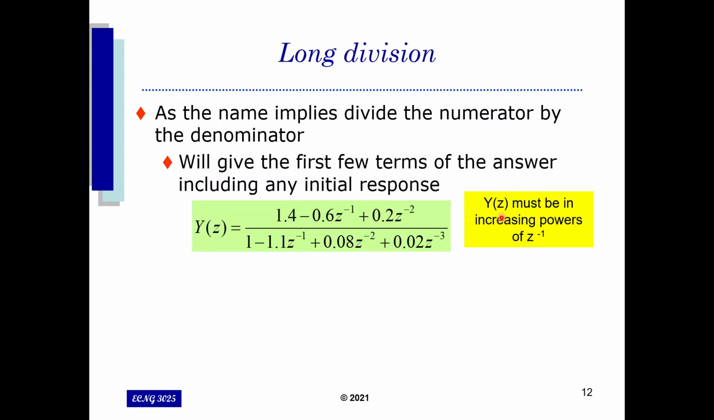In this case, it will be increasing powers of z to the negative 1, but that means we just have to have it with z to the 0 here, then z to the negative 1, and z to the negative 2, and so forth. We can perform long division, and we can get the y(z) sequence here. So I'm going to do this long division for you on the whiteboard, so you can see step by step how we can go about doing this.